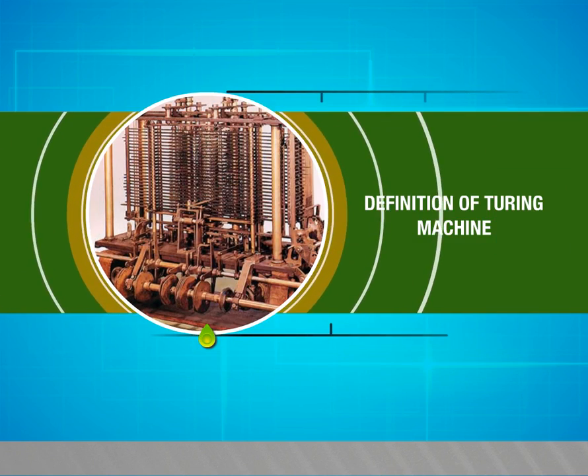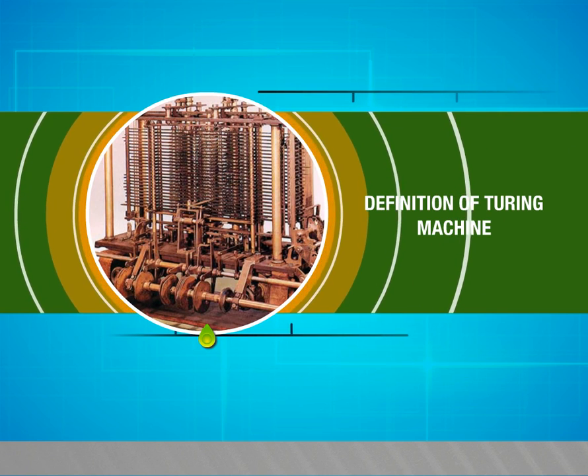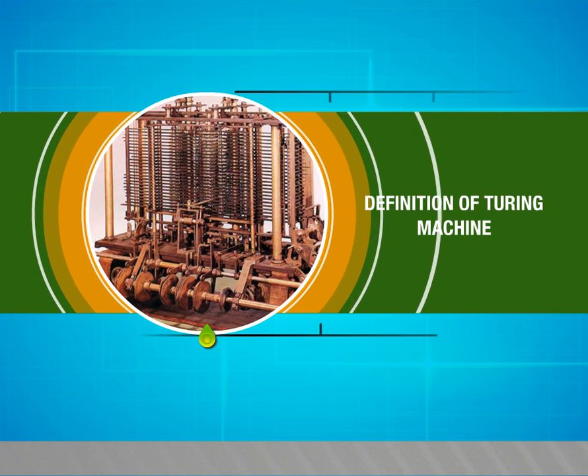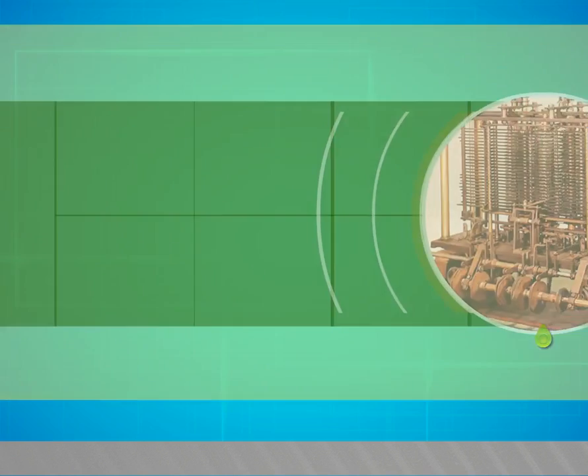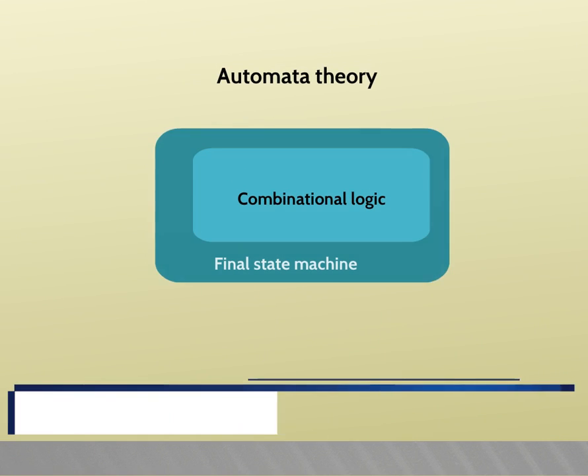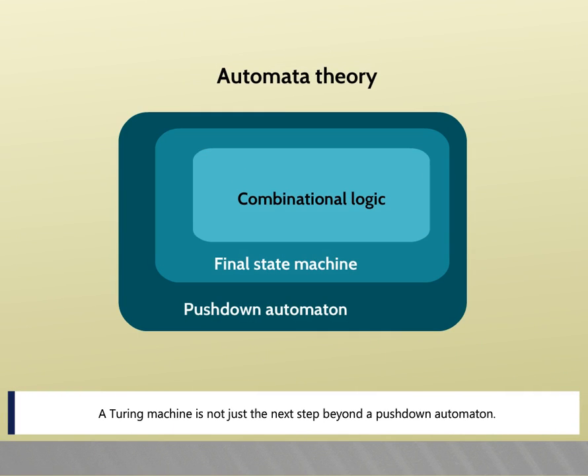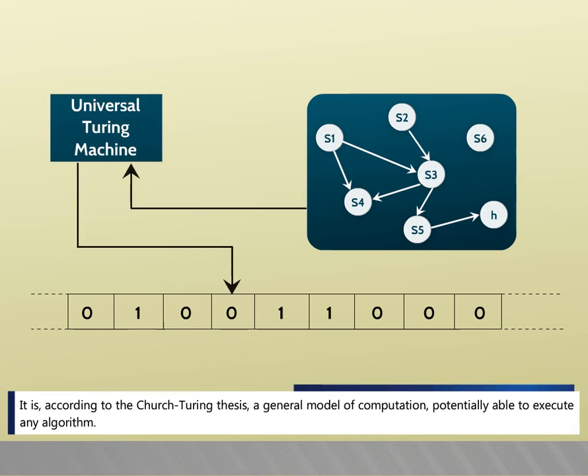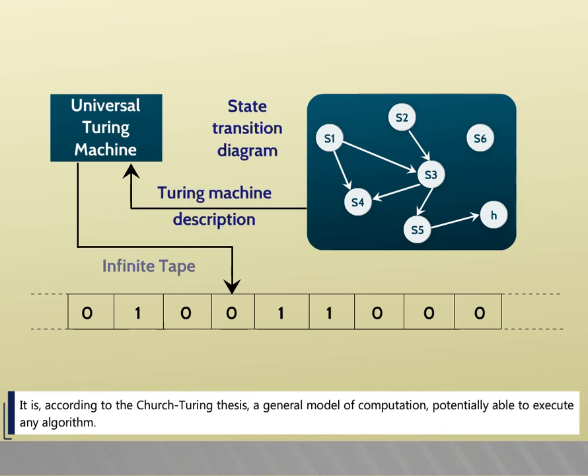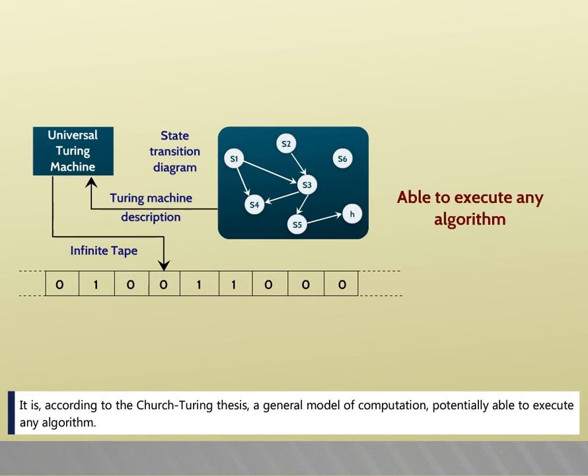Definition of Turing machine. In this video, we are going to see about definition of Turing machine. A Turing machine is not just the next step beyond a push-down automaton. It is, according to the Church-Turing thesis, a general model of computation potentially able to execute any algorithm.